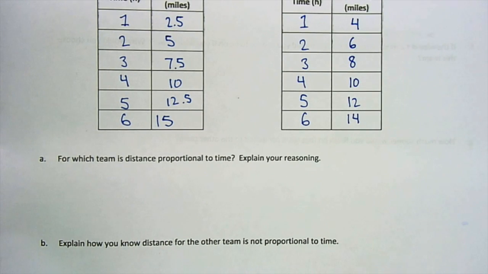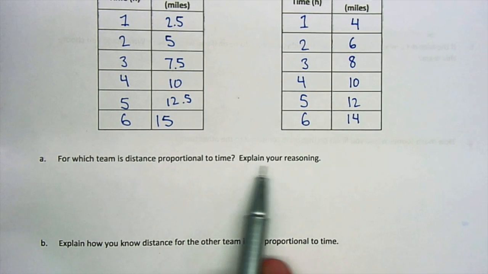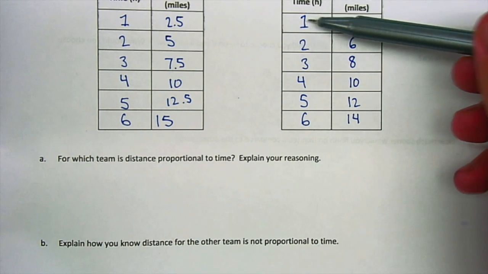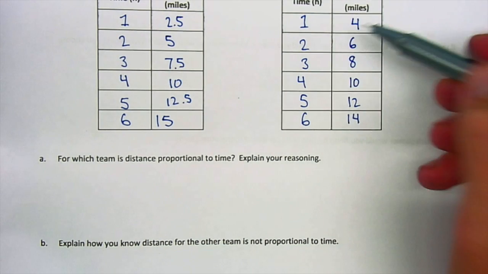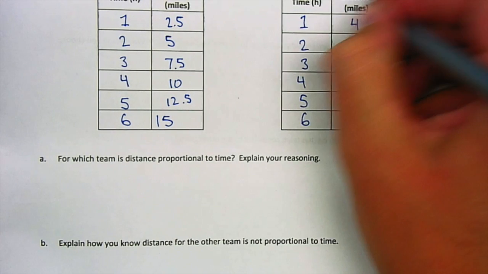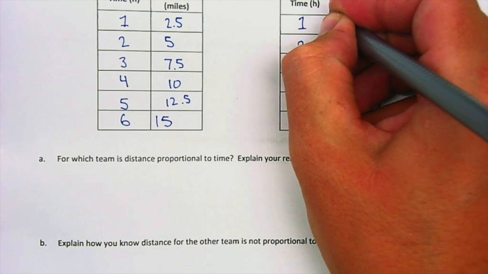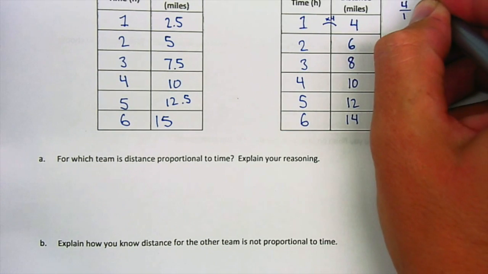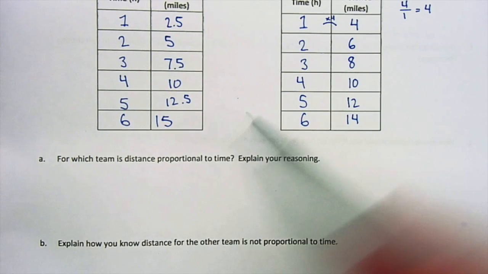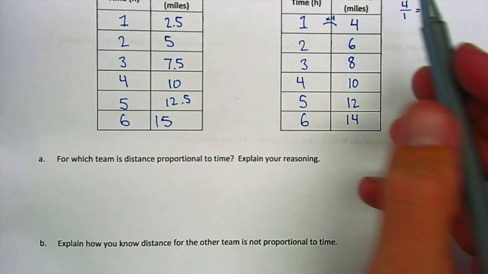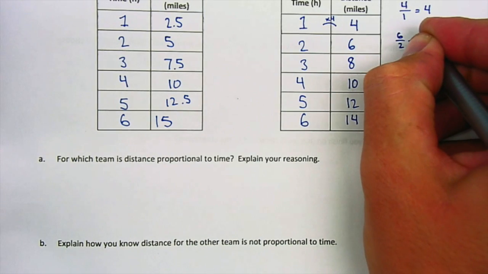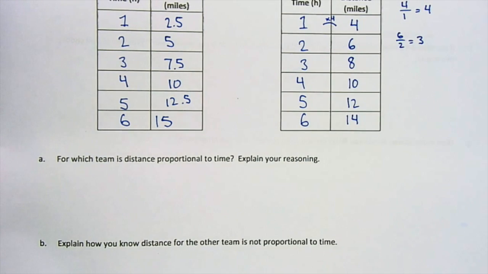For which team is distance proportional to time? Explain your reasoning. Well, let's take a look at Team B first. We know that to go from 1 to 4, we have to multiply by 4. Or we can do the ratio of 4 over 1, which gives us 4. Now we know that for it to be proportional, all of these ratios must be the same. Well, we can do this ratio too. 6 over 2 is going to give us 3. Well, we already have two numbers that aren't the same, so we know that this one here is not proportional.